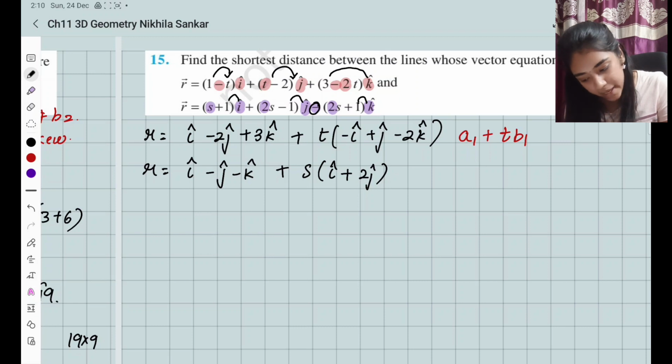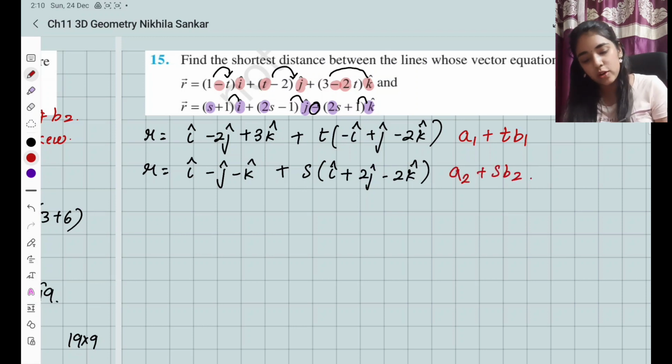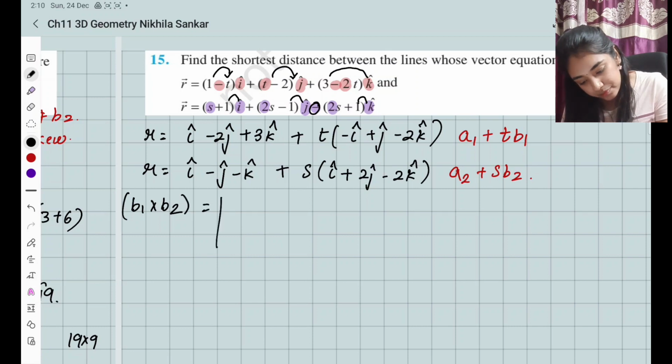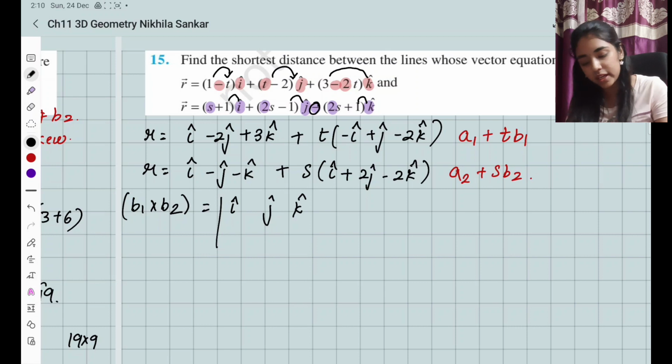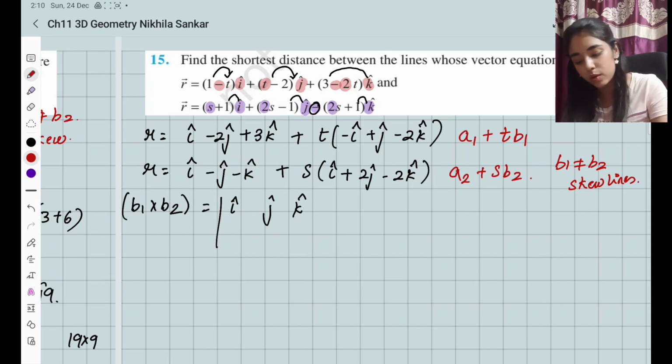So minus 2 into K, minus 2K, and this is of the form A2 plus S times B2. Now I know the values of A1, B1, A2, B2. So first let's find the cross product. B1 cross B2 is going to be I, J, K. I see that B1 is not equal to B2. Correct? B1 not equal to B2. So we are talking about skew lines. So we have to use the particular formula for that.